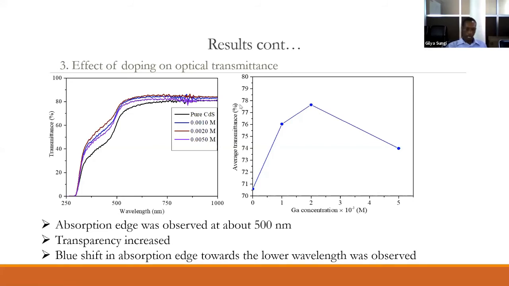As we have said, the increase was not linear. Beyond this concentration, the transmittance decreased, which reflects that the band gap also decreased. And this was the trend of the average weighted transmittance for the prepared film, of which this molarity gave us the highest transmittance. The increase in transmittance is associated with reduced scattering in the prepared film due to doping.